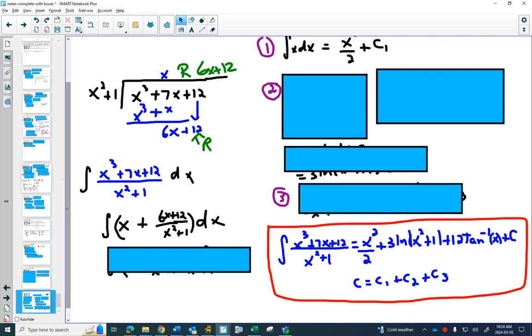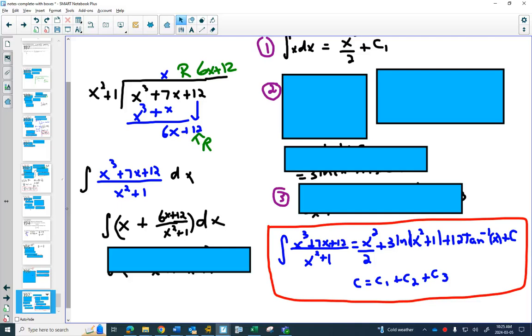It needs to trigger substitution, because if I make the u on the bottom x squared plus 1, the derivative would be 2x. But unfortunately, what's on the top is not just an x, it's 6x plus 12. The other thing that the x squared plus 1 should trigger for you on the bottom is the integral of tan inverse.